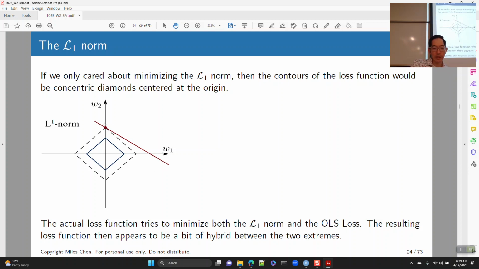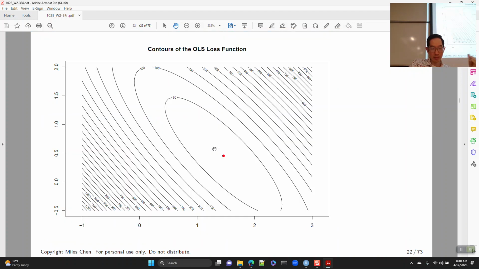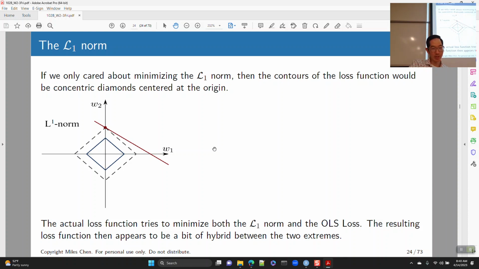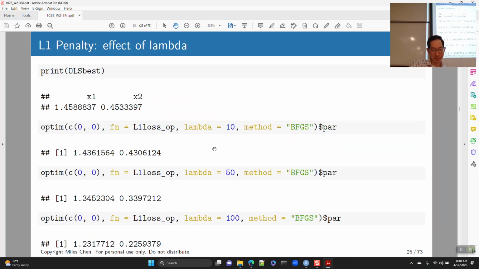and when we're trying to minimize, we're often going to end up at one of these corners. But here we're not minimizing just the L1 norm, but a combination of the L1 norm and the OLS loss. And so we're going to get something in between, kind of minimizing the OLS function and minimizing these diamonds. So we can see what's going to happen.